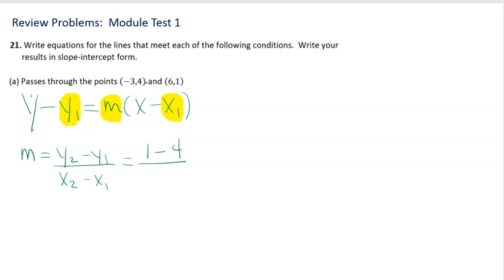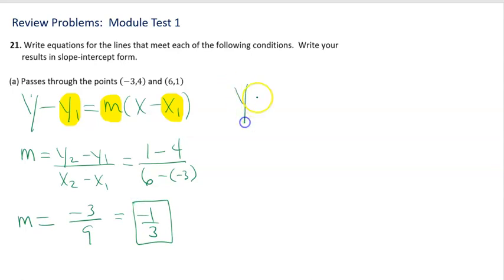At the denominator, I'm going to do the same thing. The second x, which is 6, minus the first x, which is -3. Notice the 2 negatives. Be really careful with that. So if I continue simplifying, 1 subtract 4 is -3. 6 plus 3 is 9. That reduces to -1/3. So I know my m is -1/3. Now I'm ready to plug into my formula. So y minus, now my y1, I can either use (-3, 4) or (6, 1). So let's just use 4 for my y value, equals -1/3 for my slope, and then x minus a -3.